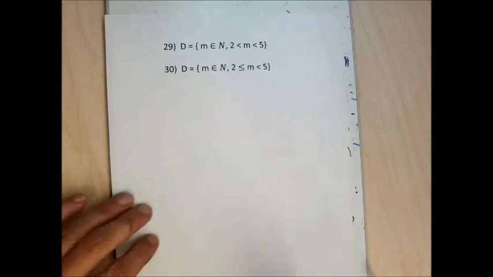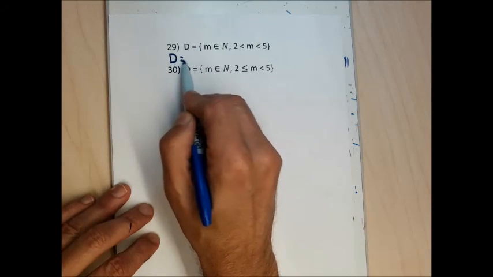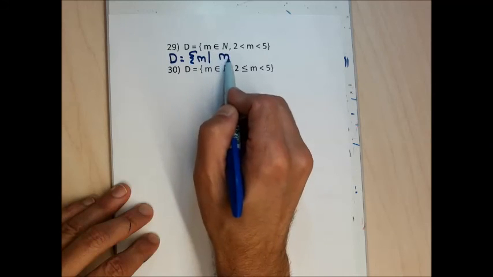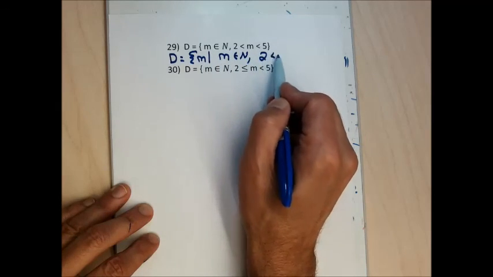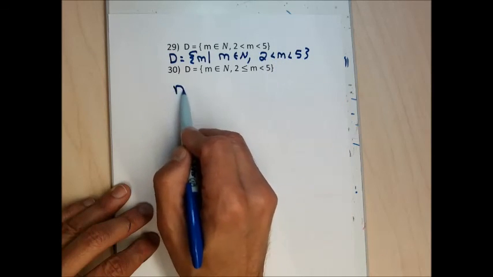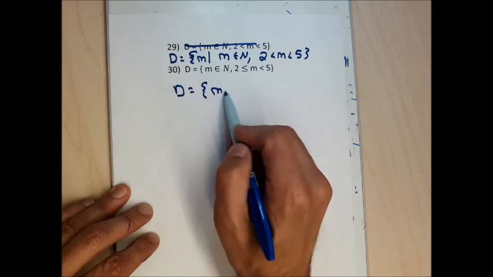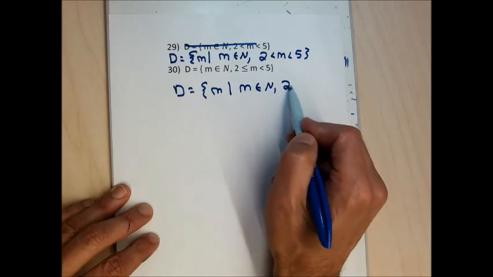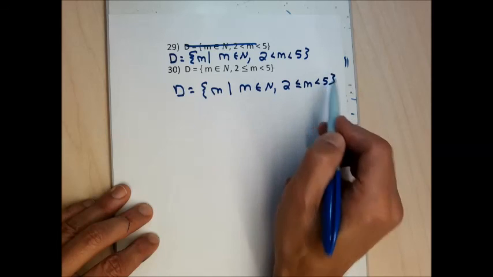Oh, these are bad problems. Let me rewrite this. 29 should say D equals the set of all m with the property that m is a natural number and 2 is less than m is less than 5. And my 30 should say D equals the set of all m with the property that m is a natural number and m is between 2 and 5, including the 2, not including the 5, I guess is how I would think of that.